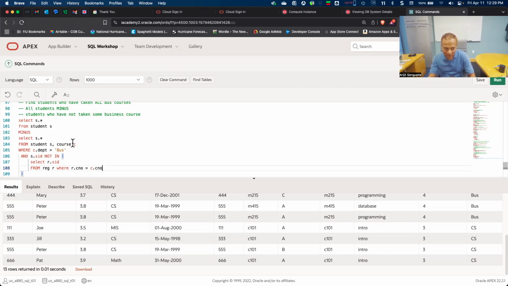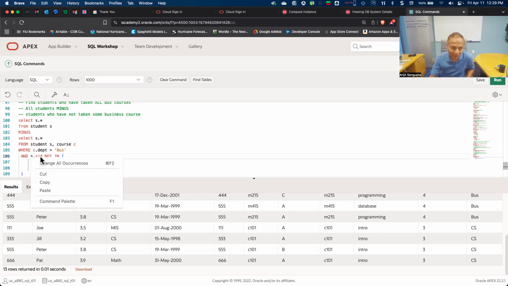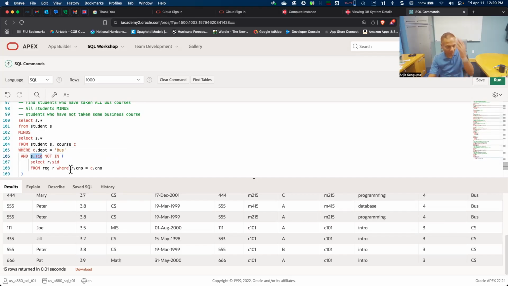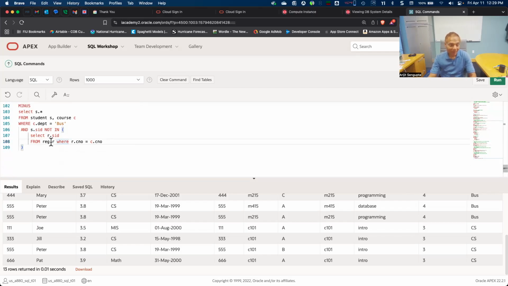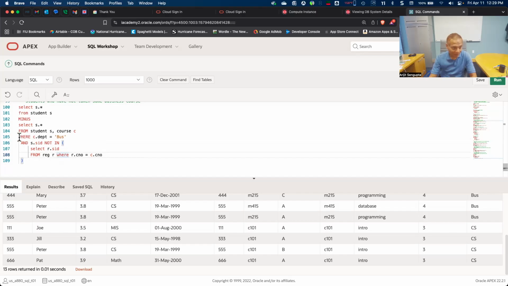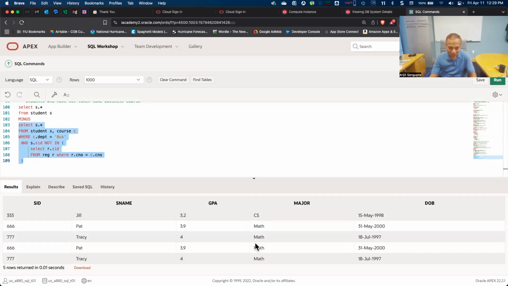We're still correlating because not in, unfortunately, only works for a single thing. You can only do a single attribute not in a list of attributes, right? So that's why we can't; not exists would have been better. But now let's say I run just that one after the minus. This should give me students who have at least one business course to take, right? So Jill has something to take, Pat has something to take, and obviously Tracy didn't take anything.